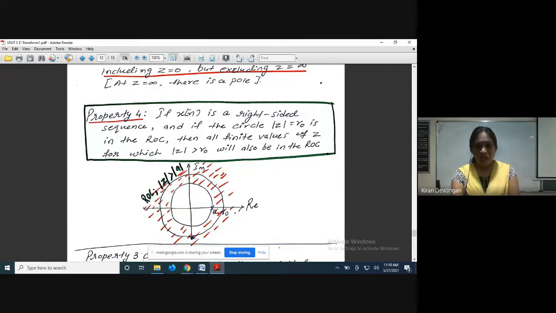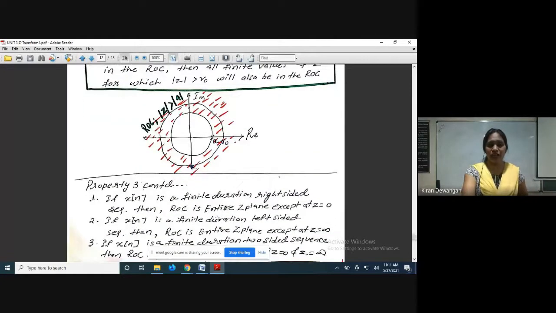That means, suppose the ROC is this region, greater than the value A, where A is the pole from where the ROC is starting, that is mod of z is greater than mod of A. Now suppose gamma naught lies somewhere here. In that case, all the values which are greater than gamma naught will come in the ROC if it is a right-sided sequence. So this is the condition for a right-sided sequence.